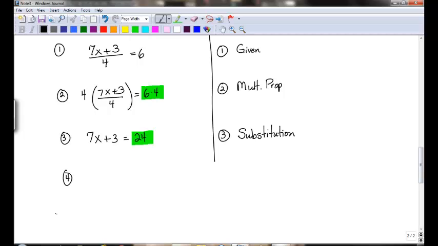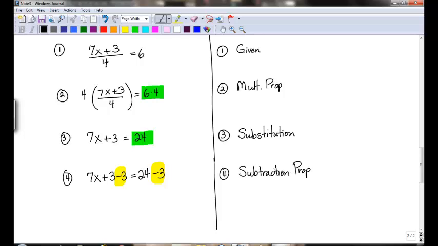Okay. Now we're just solving this, so we want to get the 7x by itself. Subtract 3 on both sides. Now I don't care if you go on this line or if you go underneath. Some of you like to go underneath, and that's probably how I would do it if I was actually solving it just as an equation. So what property says that I can do this on both sides? Subtraction. So that is the subtraction, and you can abbreviate property. Okay.